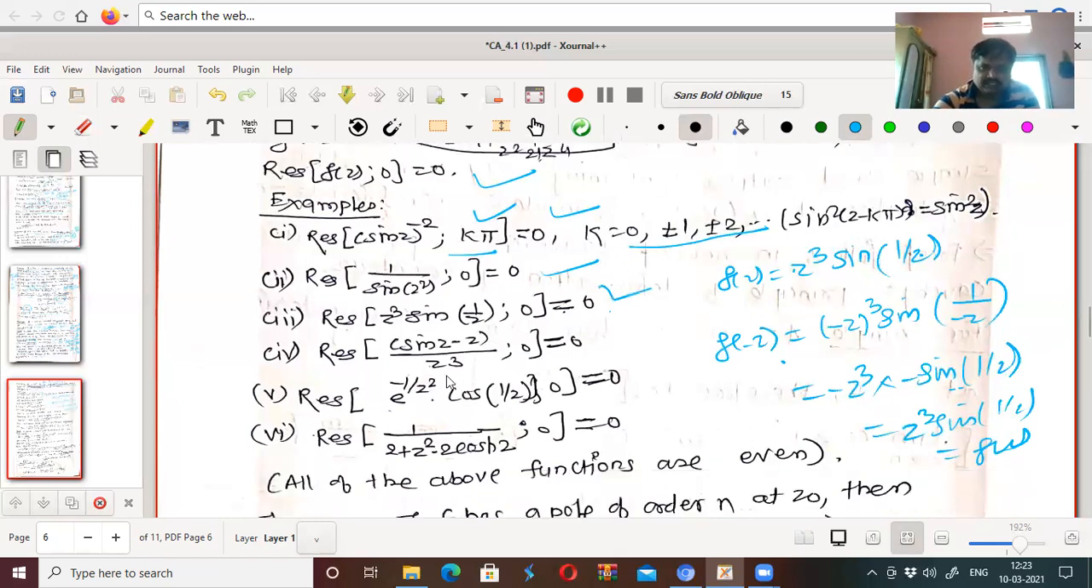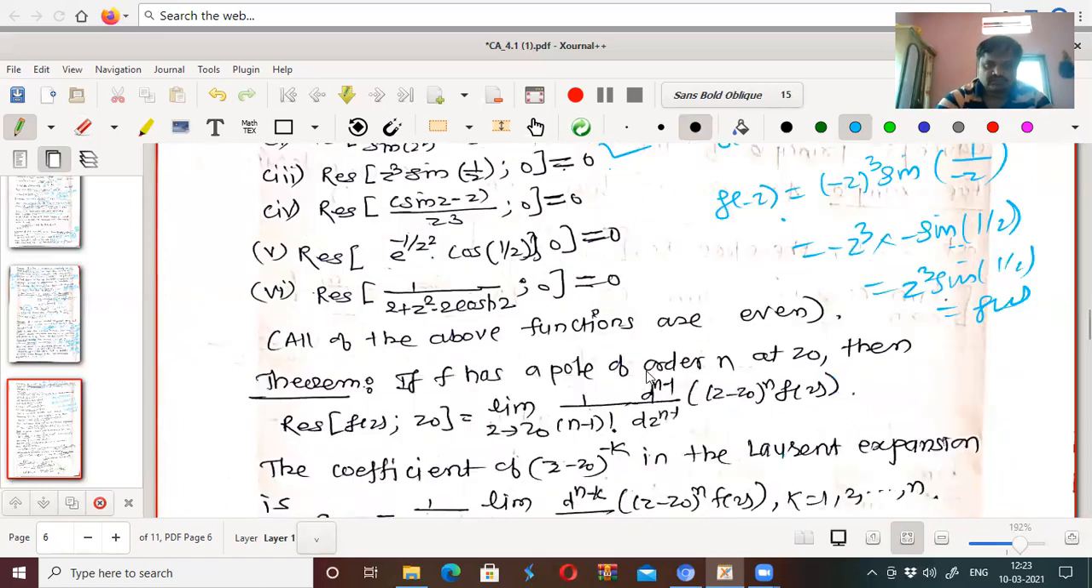Similarly, sine z minus z upon z cube is also an even function. If we replace z by minus z, we will get the same thing. Cos of minus z is the same as cos z. So the residue is 0. This is also an even function, and therefore the residue is 0. So if the function is even, then the residue is always equal to 0. For this, we will stop here, and the remaining part we will see in the next section.